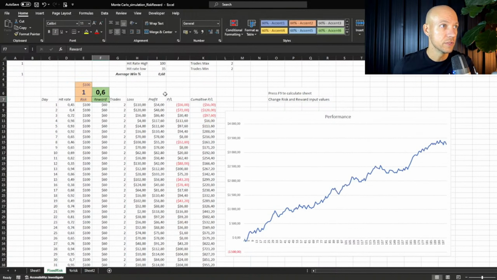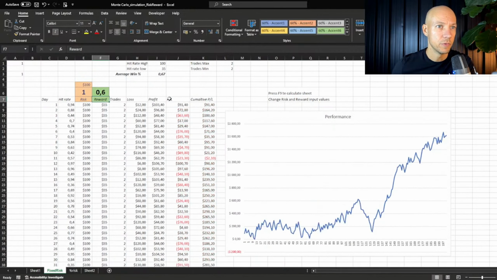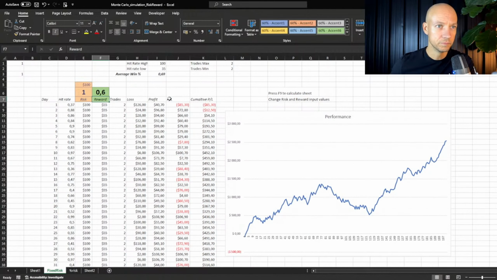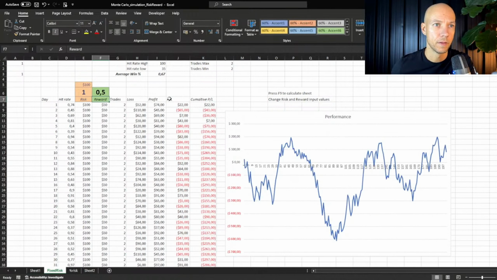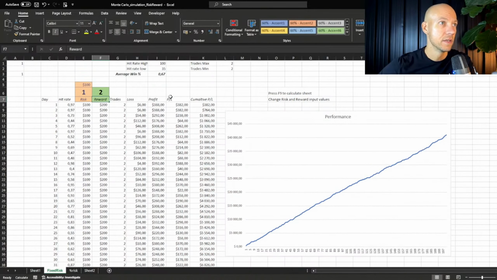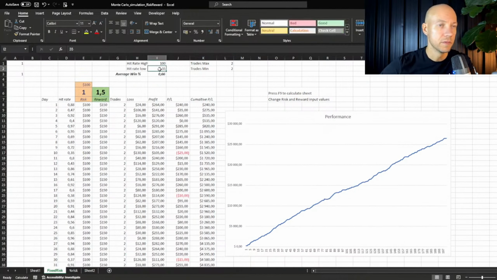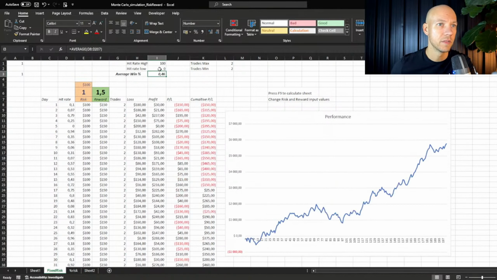So risking 100 just to make $60, that's also possible, but then you need to have an average win percentage of quite higher. Let's make this 0.55, still upwards. That's almost the break-even line for this strategy to work. All right, so that is how you can play around with this.